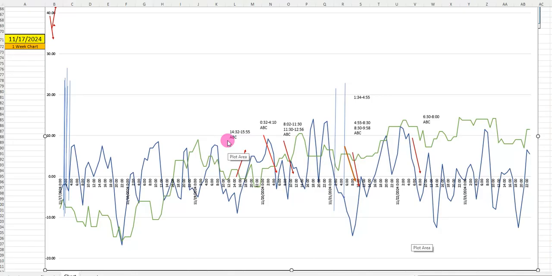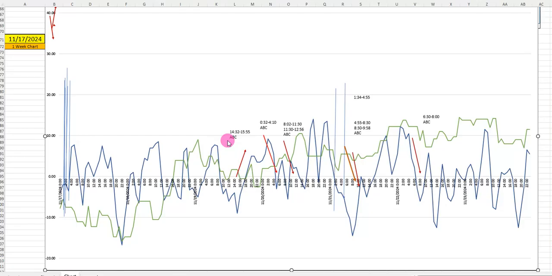Tomorrow we have midnight to 4:10 a.m. downtrend. That's an ABC. Then we have a back-to-back behind that. We've got an 8:02 to 11:30 downtrend and 11:30 to 12:56. That one is an ABC. We've got a key timing window Wednesday, 1:34 to 4:55 a.m.